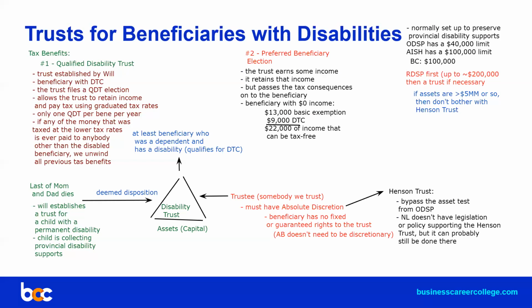If that's called an alter ego, what is this called? A Henson Trust. You would normally call this a Henson Trust, which is not a term in the Income Tax Act. There is nowhere in the Income Tax Act that refers to the Henson Trust. However, across the country, pretty much any time you refer to a Henson Trust, everybody is going to jump to a trust for a beneficiary with a disability.